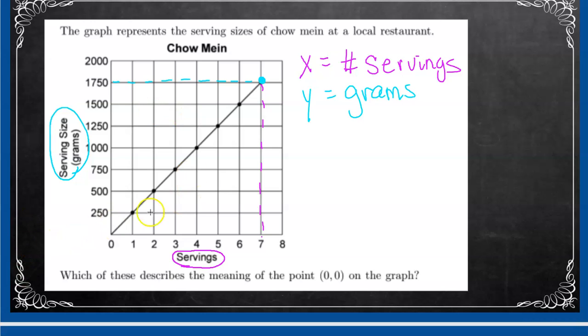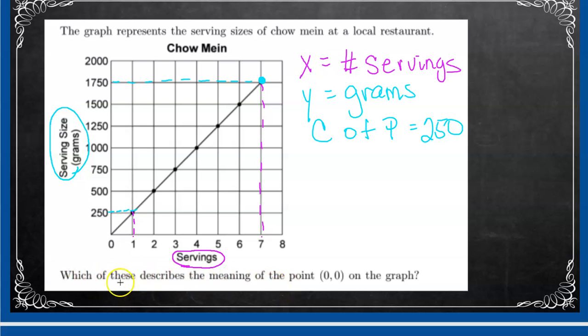What I want to look for is which of these describes the meaning of the point (0, 0) on the graph. Let's look for that constant of proportionality first. I want to know how many grams is in one serving, and it would be 250. So that constant of proportionality would equal 250. It didn't ask me that, I just wanted to point that out again.